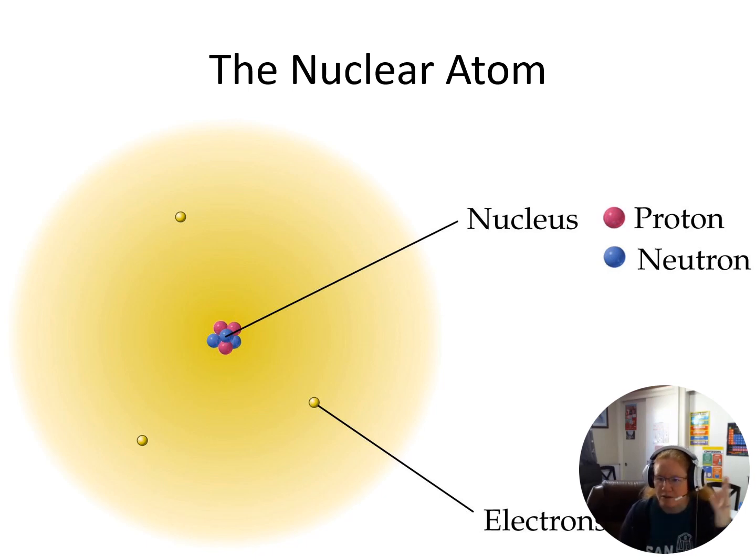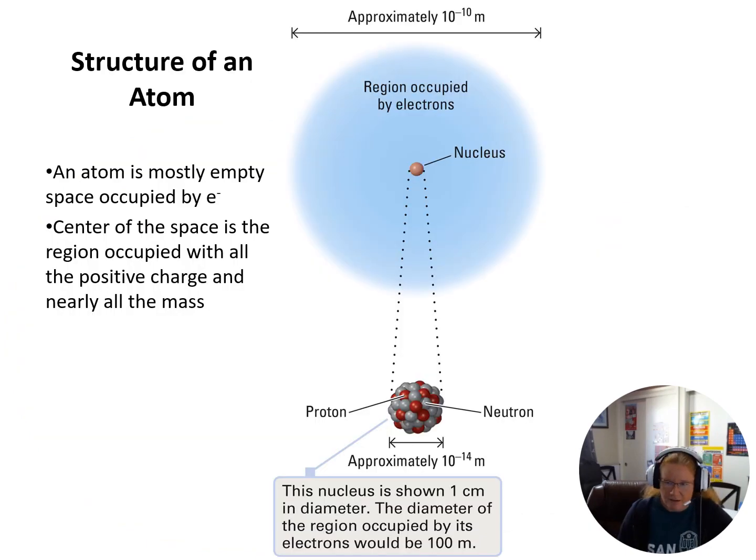Okay, and so our nuclear model of the atom is that in the center is our nucleus where the protons and the neutrons are contained. And then surrounding the nucleus are our electrons. Okay? Right? So a large portion of an atom is really just empty space. The nucleus does not take up a whole big amount of space. An atom is approximately 10 to the negative 10th meters across.